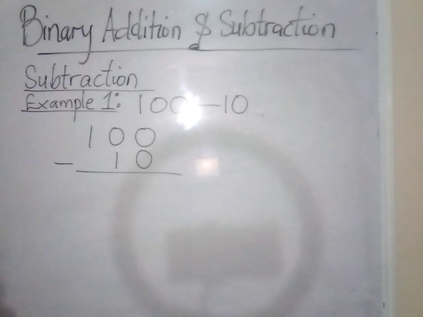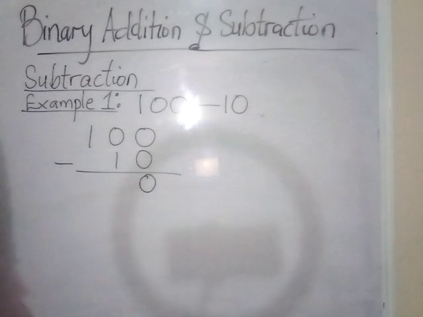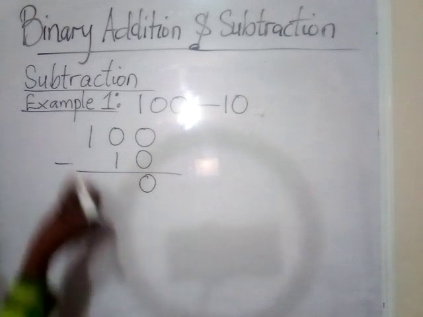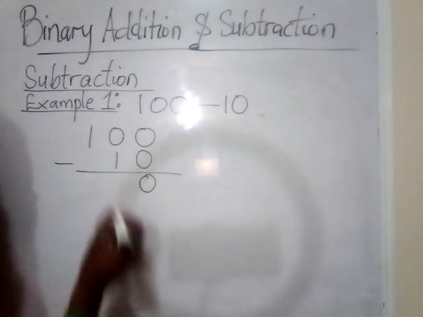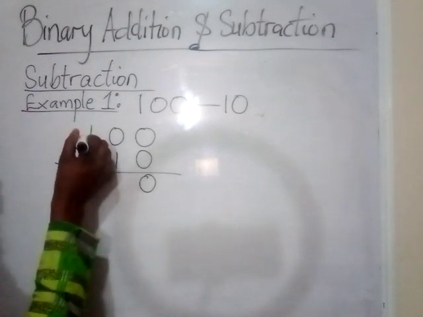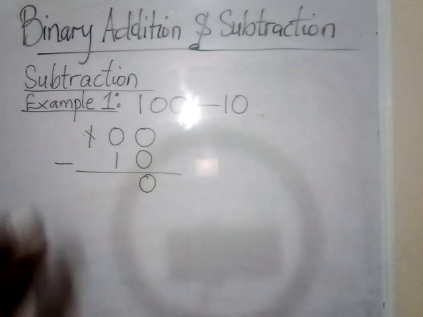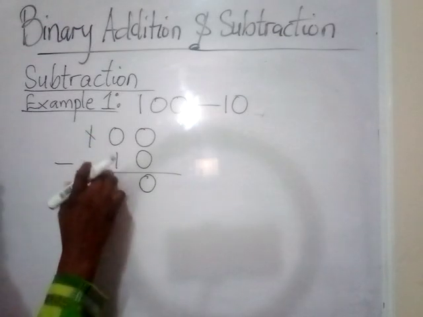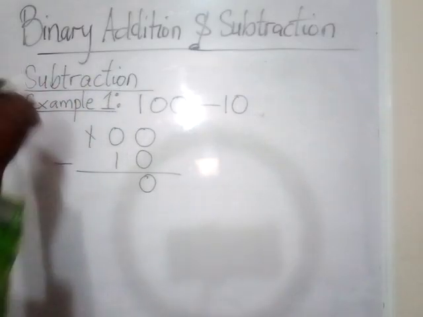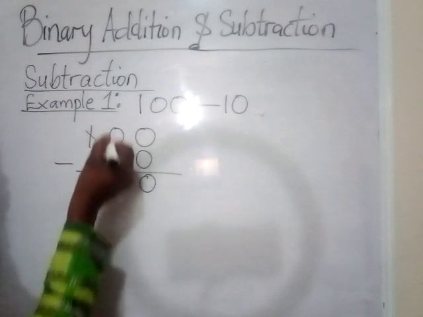Okay, so let's go. So 0 minus 0 is 0. The next position, you have 0 minus 1. We know we cannot take away 1 from 0. It's going to give us a negative number. So what do you do? You borrow. Remember, this is what we do even in our decimal number system. When you need to subtract a larger number from a smaller number, you need to borrow. We always do that. So that's what we do here, because we can't take away 1 from 0.